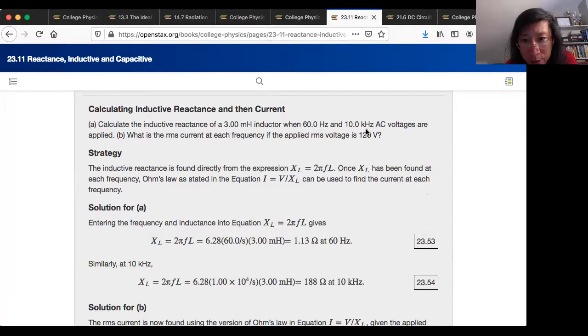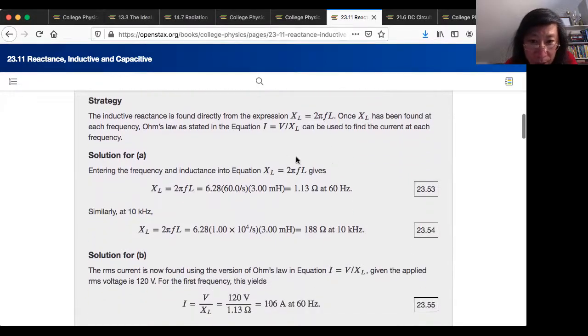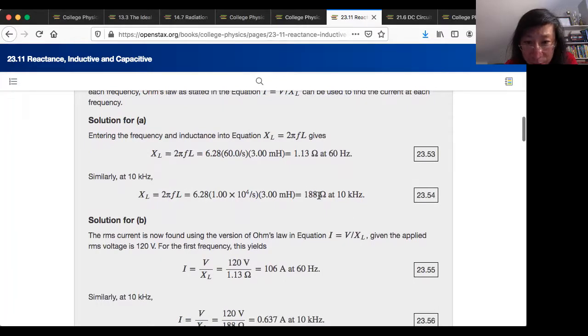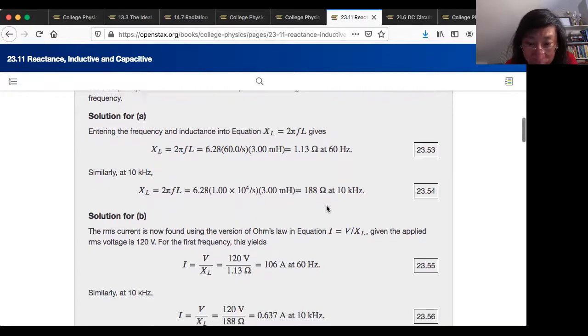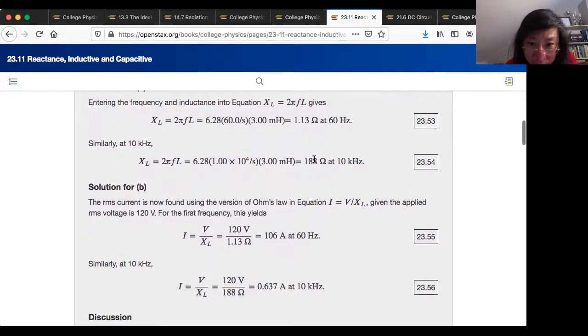Okay, so here, calculate the inductive reactance of a 3 millihenry inductor, with 60 volts applied at 60 hertz, and at 10 kilohertz. So there are two different frequencies of AC voltage applied in this case, and you can see what the inductive reactance is. At 60 hertz, it's 1.13 ohms. It doesn't seem like too much. But at 10,000 hertz, 10 kilohertz, it's 188 ohms. That's a lot of lost current, shall we say. It's equivalent to having a big resistor there, 188 ohms. So that's a large amount.